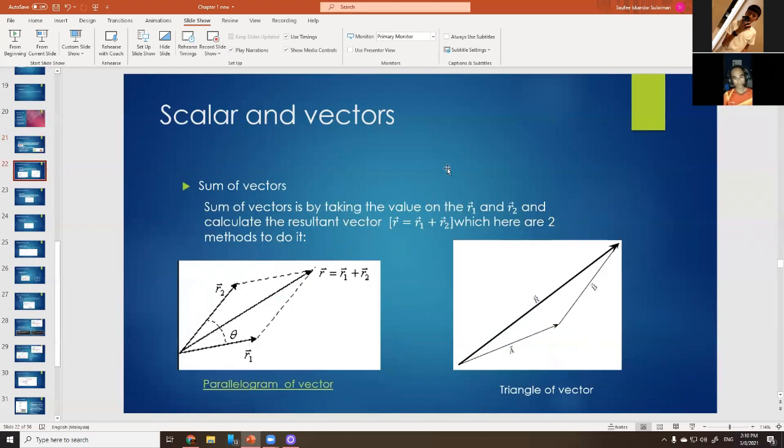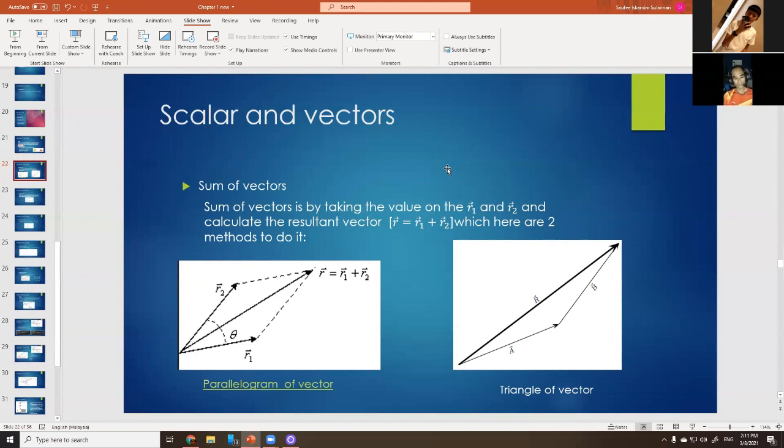Now, the sum of vectors is when we are going to add up two vectors. We have vector A and vector B, and we can also find the resultant vector. The resultant vector is when you add up two vectors, and we want to find the net or resultant vector after we combine the two of them.